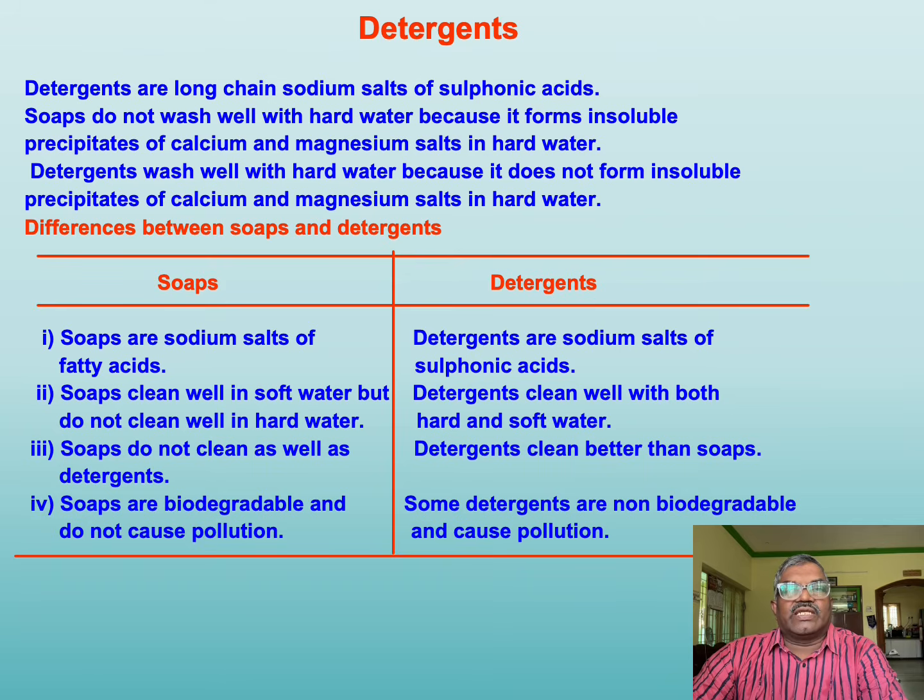And the next one is differentiate between soaps and detergents. It's a very important question. First of all, you have to understand the question, then the topic, then you have to learn it also. Soaps are sodium salts of fatty acids, but detergents are sodium salts of sulfonic acids. Soaps clean well in soft water but do not clean well in hard water. But detergents clean well in both hard and soft water. Soaps do not clean as well as detergents. Detergents clean better than soaps. Soaps are biodegradable and do not cause pollution. And some detergents are non-biodegradable and cause pollution.